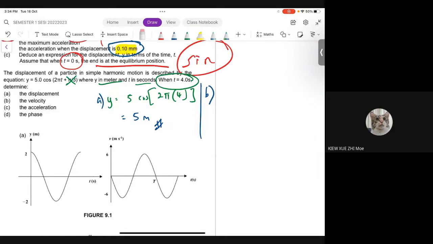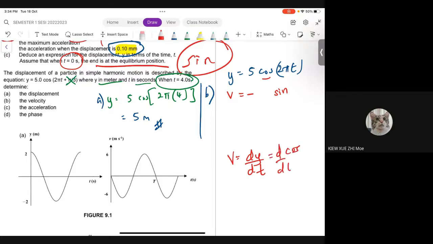Okay, number B. So they ask you to calculate velocity. Ni you kena ingat lah. Your general is y equals to 5 cos 2 pi t. So to get v, after cos akan jadi apa? Negative sign. Kena ingat. After cos mesti ada negative sign sebab dia from differentiate actually because v adalah differentiate dy over dt. Disebabkan y adalah cos, so differentiate cos akan jadi negative sign. Tu sebabnya you dapat negative sign sebab because of differentiate.